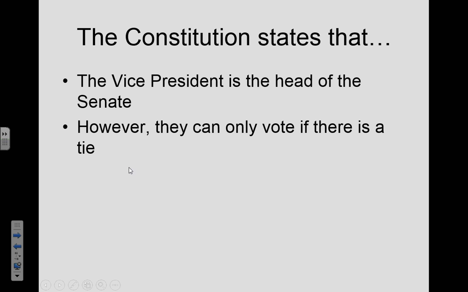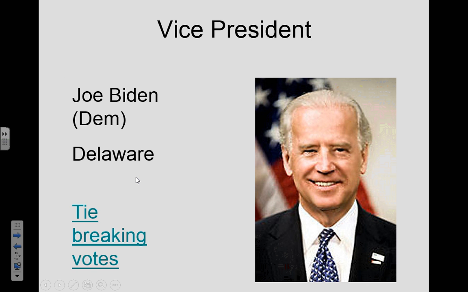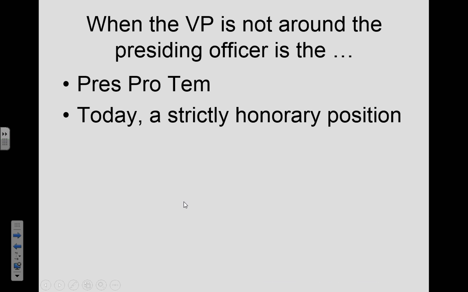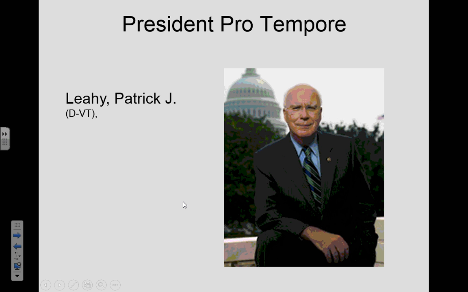The vice president is technically the head of the Senate, but he can only vote if there's a tie, which rarely happens. I don't believe Vice President Biden in the last 6 years has voted once to break a tie. And if there's not a tie, he can't do anything. So really then the Constitution says that the pres pro tem becomes the presiding officer. But today that's pretty much strictly an honorary position. So that's not an important position either.